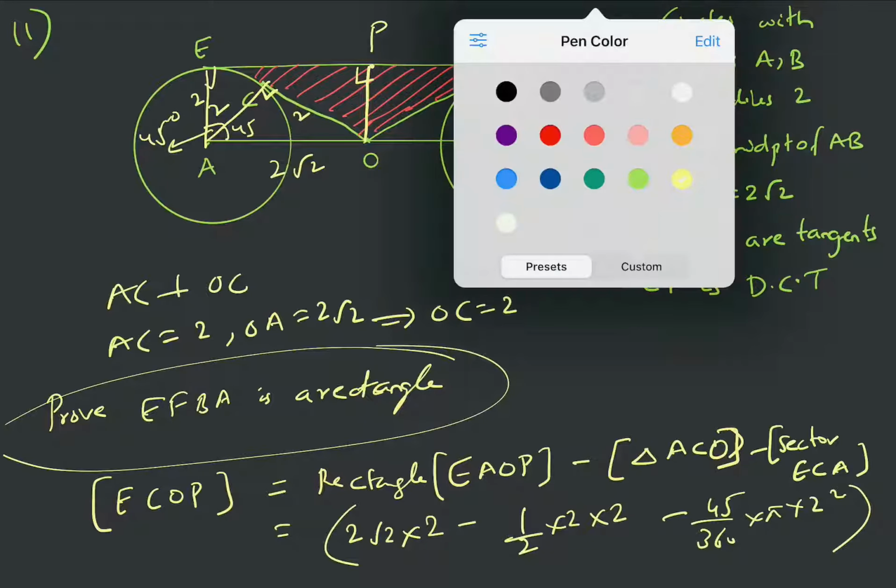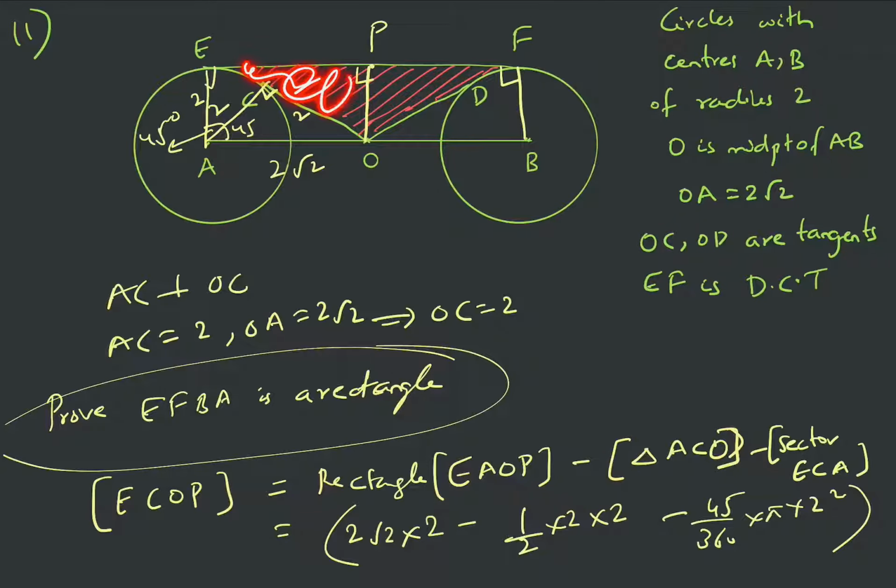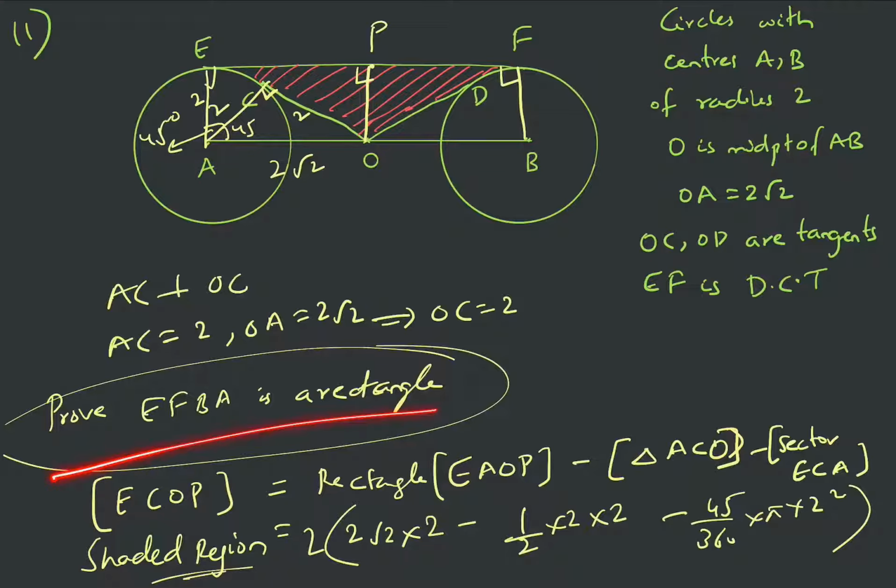So this one is the area of half of the shaded region. So to get the complete shaded area, you just double it, and you will get the area of the entire shaded region. Okay. So just copy the solution and prove that this is a rectangle, because the radii of the two circles are equal. I have said that EF, that is the direct common tangent, is parallel to AB, the line joining the centers. So this you need to prove, and then you note down the solution completely by pausing the video.